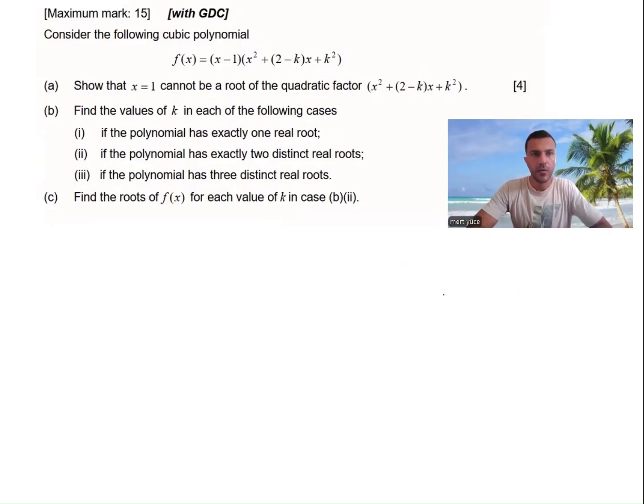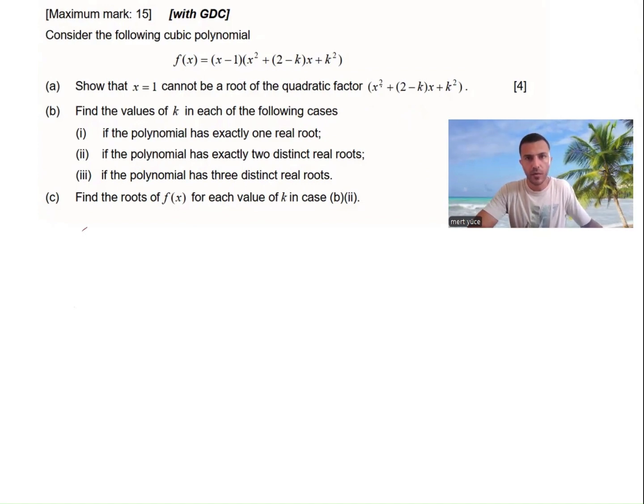Hello everyone, today I'm gonna solve you a question about the polynomial. Here is a polynomial f of x equals x minus 1 times x squared plus 2 minus k times x plus k squared. At the first question, show that x equals 1 cannot be a root of the quadratic factor x squared plus 2 minus k times x plus k squared.